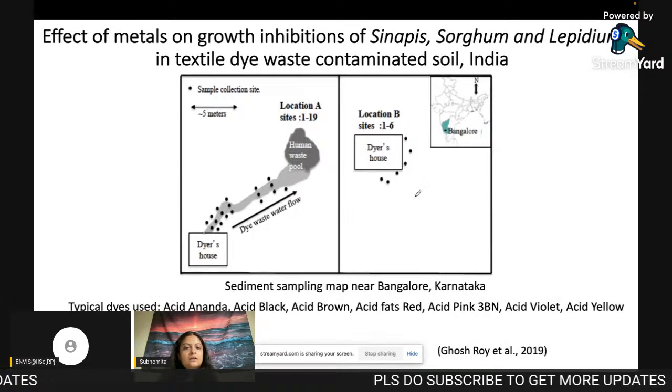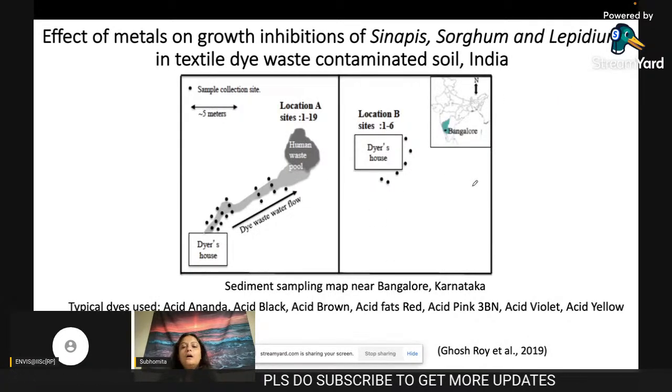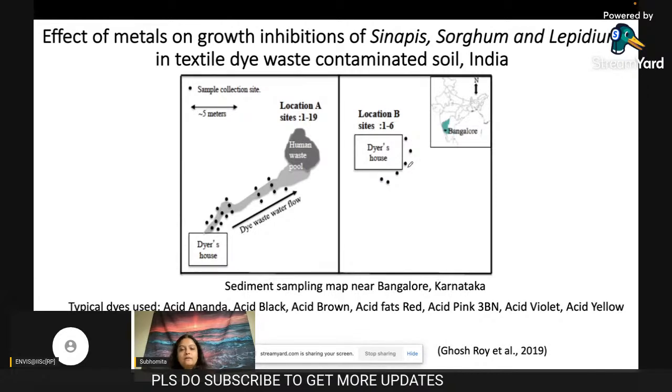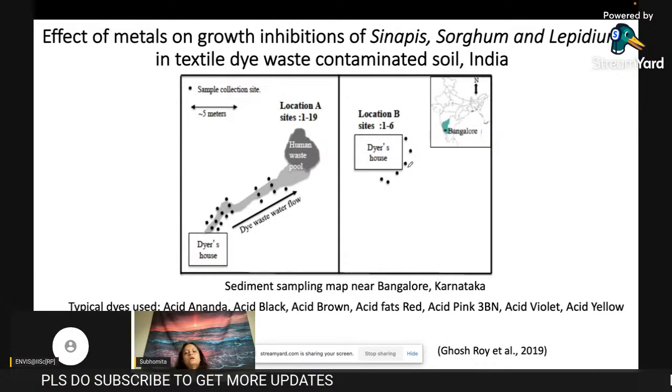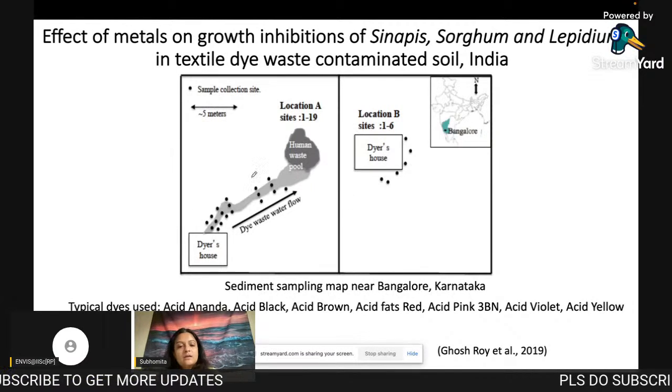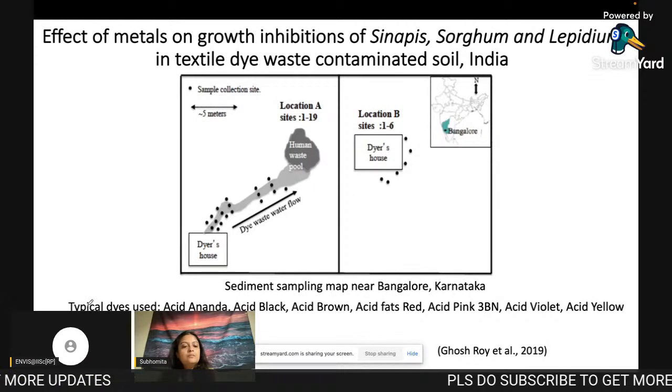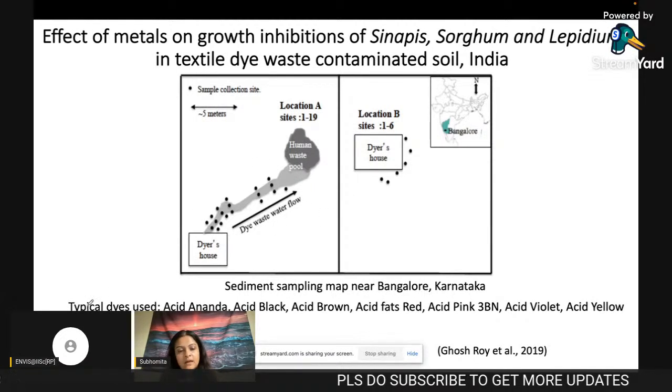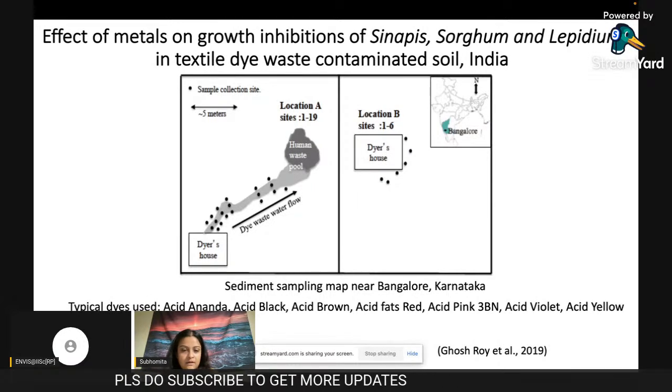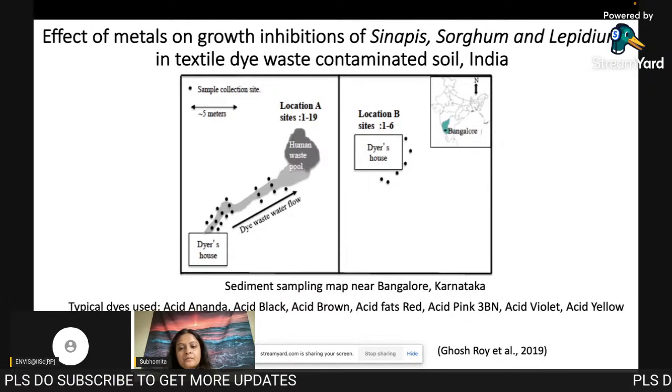These were the two locations, location A and location B. This was not very far away from Bangalore, actually. It was around the area of Bangalore. And that's how the sampling locations were done. And in both these cases, these were the standard dyes that they use in their industry.